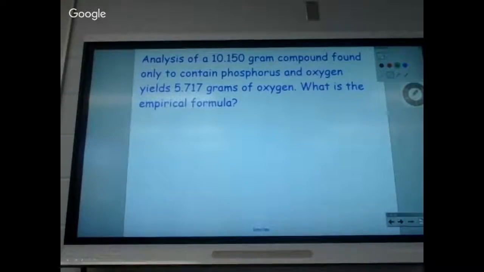When you finish writing this, I want you to tell me what's different about it. It doesn't give you something for phosphorus. It's already in grams, that's one thing. You have to find phosphorus. I've had several people yell out that we have to find phosphorus, and that is correct.